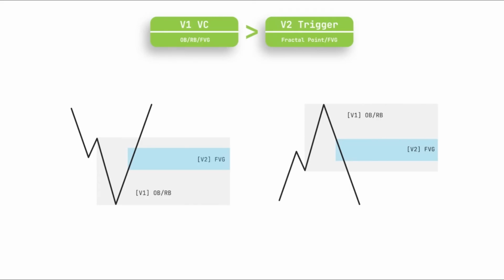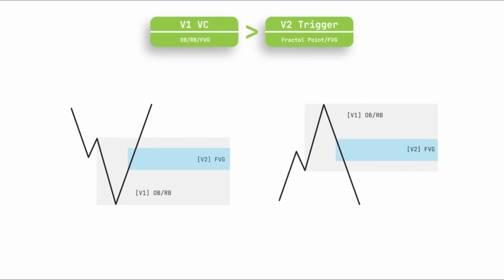Another peculiarity is that the trigger in the form of a fair value gap cannot form within a volume confirmation that is also a fair value gap. I hope the logic is clear. For example, a 4-hour volume confirmation and a 1-hour trigger. These are the logical elements in the liquidity injection group.